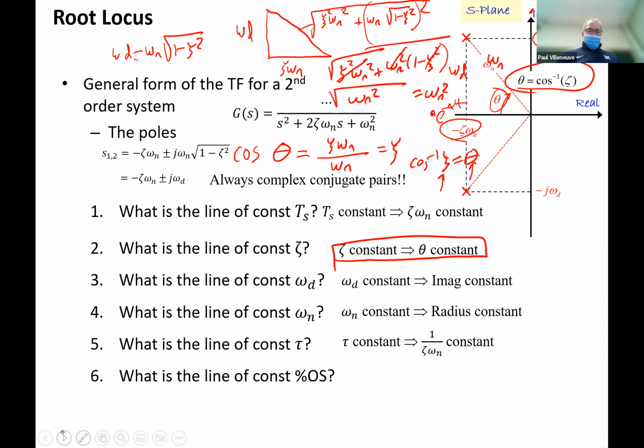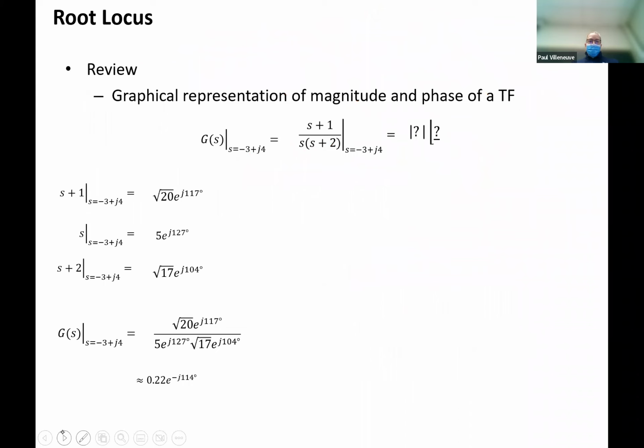Let's keep going. What about the line of constant percent overshoot? What do we know about that? It's got to be zeta, because zeta is the damping coefficient term. If you remember our percent overshoot equation, that was only dependent upon our value of zeta. So if you don't change zeta, then your percent overshoot is not going to change. So if you want a constant percent overshoot, you're going to stay with that value of theta as shown there.